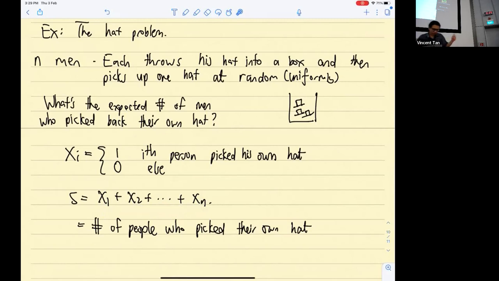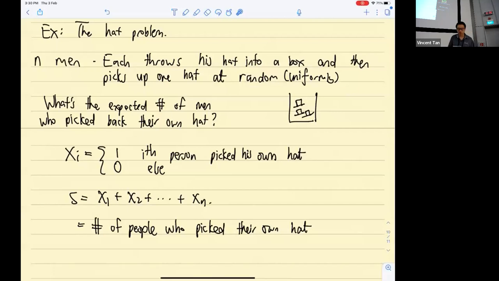All right, so the story is as follows. We have N people. Say four people: myself, Liao Xue, David, and Oliver. Each one of us has our own hat. They are labeled A, B, C, D, all right?